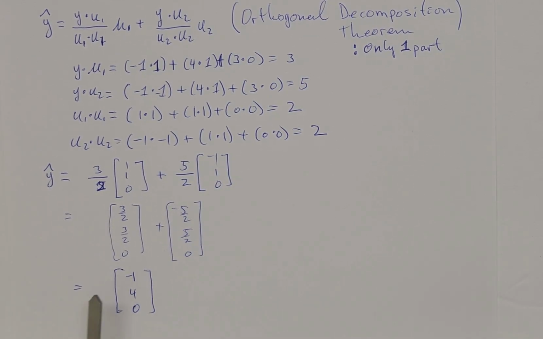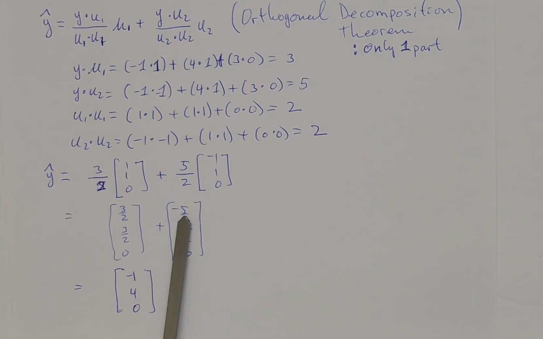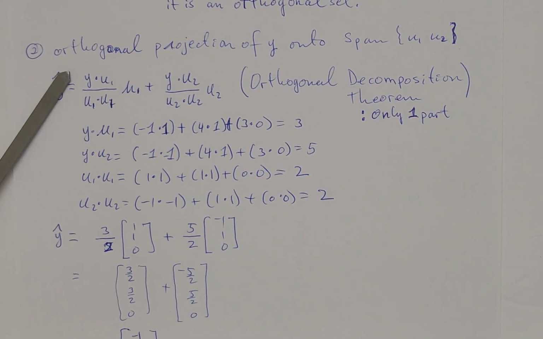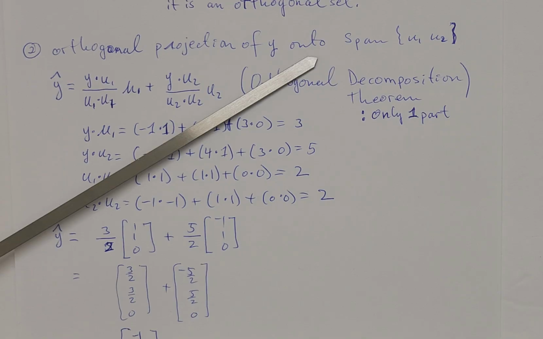Now just add across. Since the denominators are the same, that makes it easy. So 3 subtract 5 is -2. -2 divided by 2 is -1. 3 plus 5 gives me 8, divided by 2 gives me 4. 0 plus 0 is 0. So this right here is the orthogonal projection of Y onto span U1, U2.